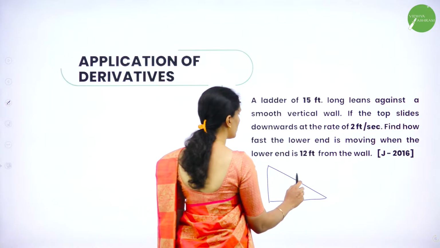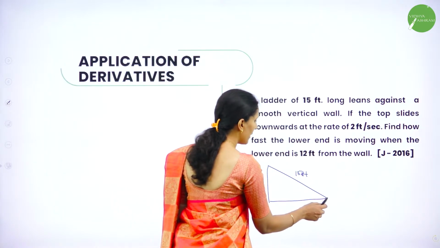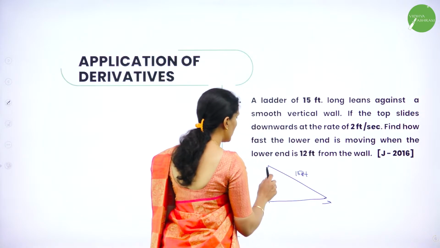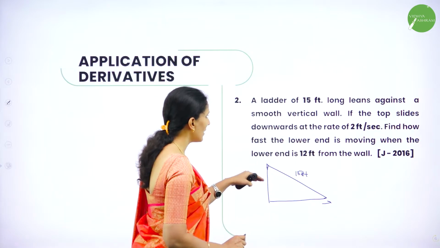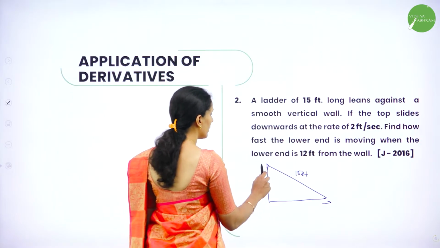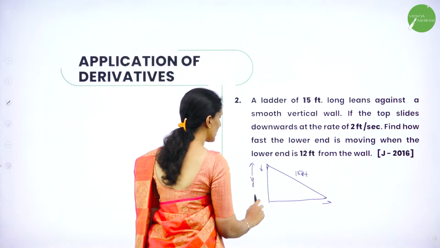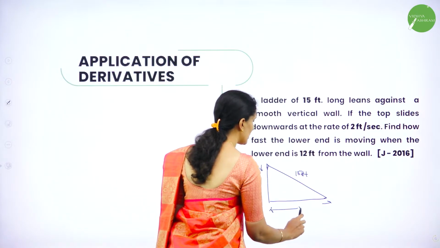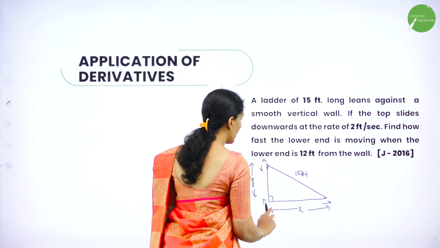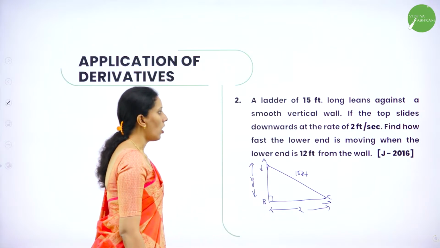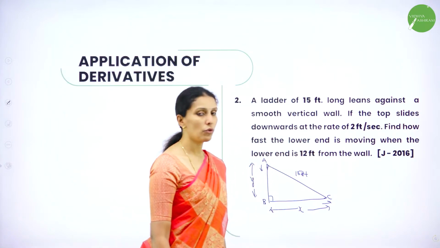So the ladder is 15 feet long, and as the base of the ladder moves, so here the ladder comes downwards or slides downwards from the wall. So it comes downwards. So let me take this distance, total distance as y, and this total distance as x. So clearly we can observe this is in the form of a right angle triangle.